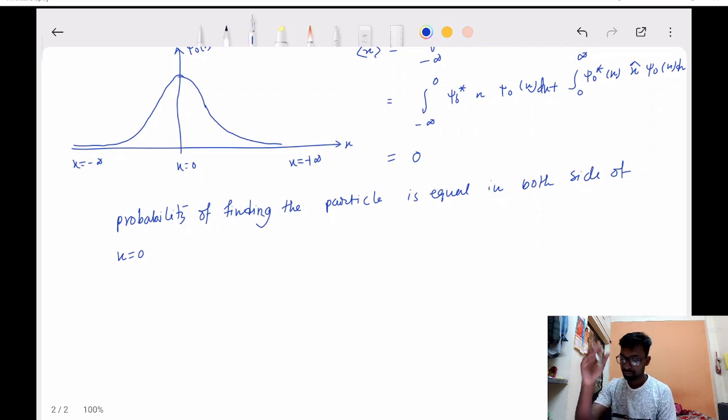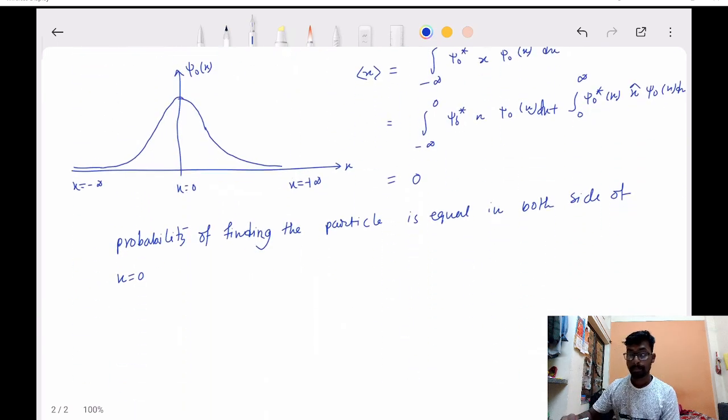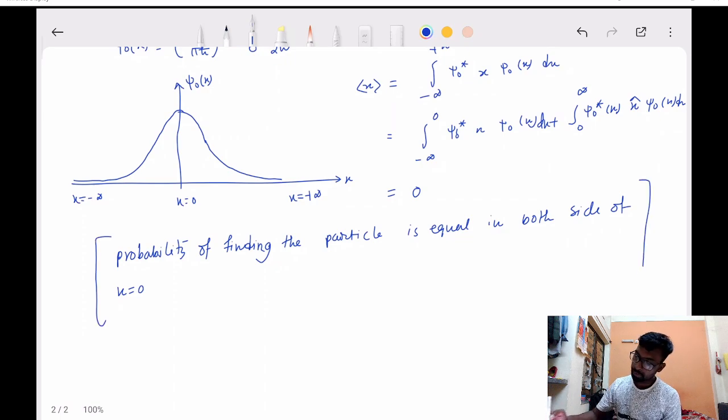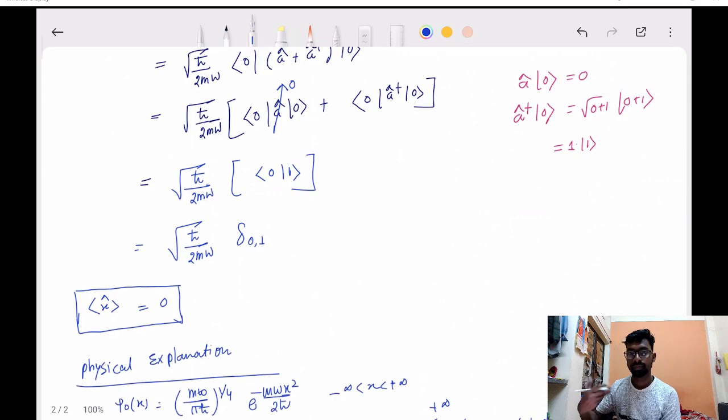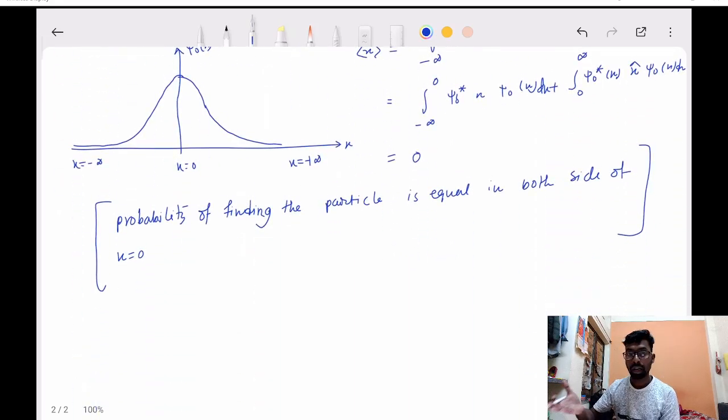Okay, I think you are clear. So for the ground state of the harmonic oscillator, it must give you equal probability of finding the particle on both sides. That's why the expectation value of x is equal to 0, right? So this is the physical meaning of the expectation value with respect to the ground state. An expectation value of 0 means the probability of finding the particle is equal on both sides of x equals 0. I think you will be clear on the point.